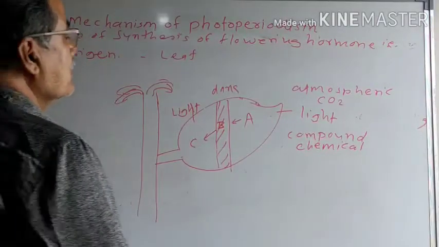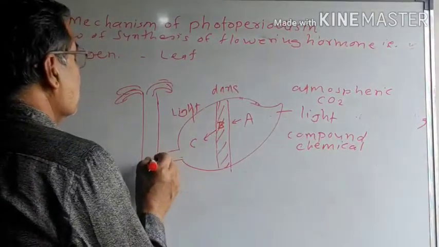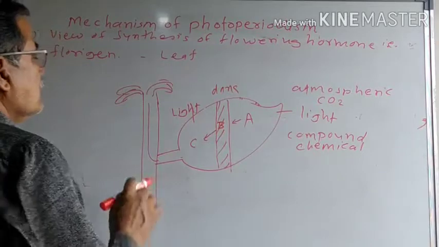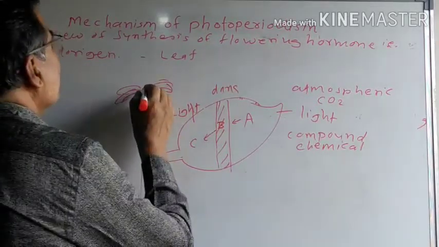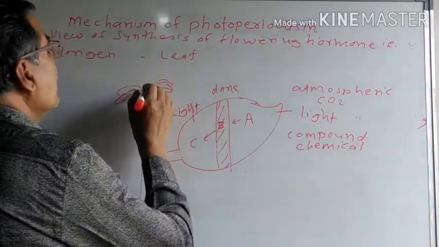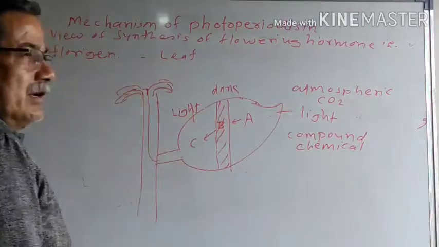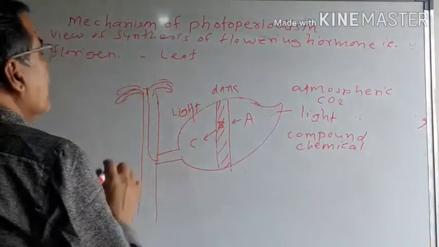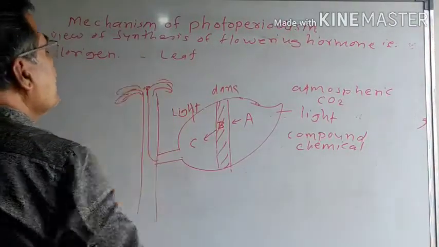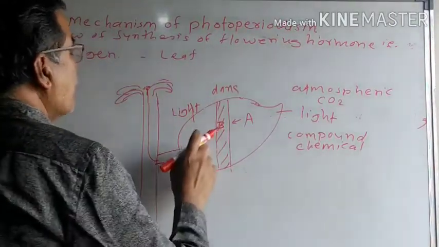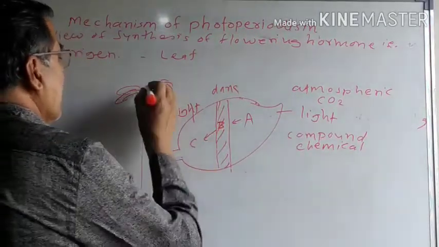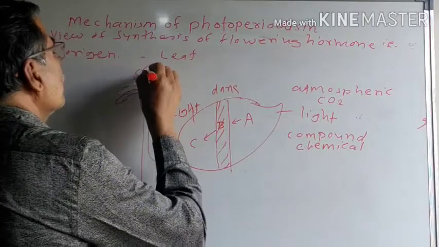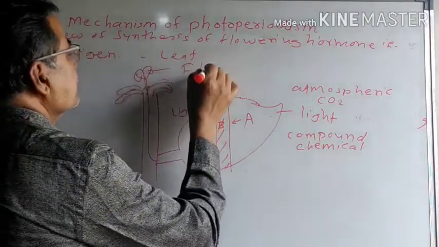These compounds are translocated through the meristematic tissue, through the meristems, up to the tip of the plant, the tip of the tree, that is the apical meristem. In this apical meristem, which is a bud, the compound is translocated and it produces the flowers.